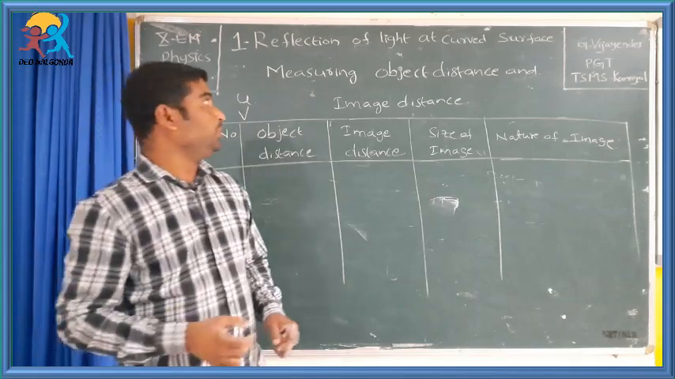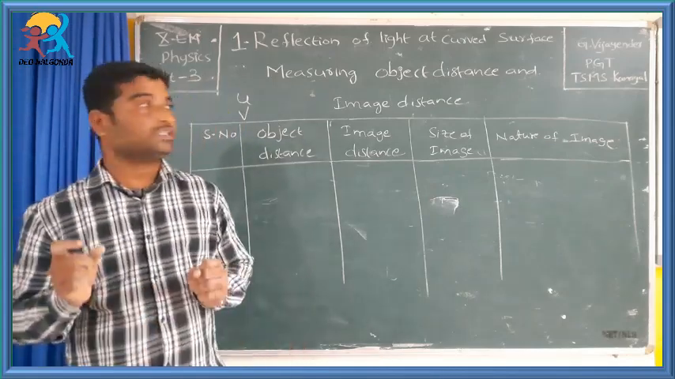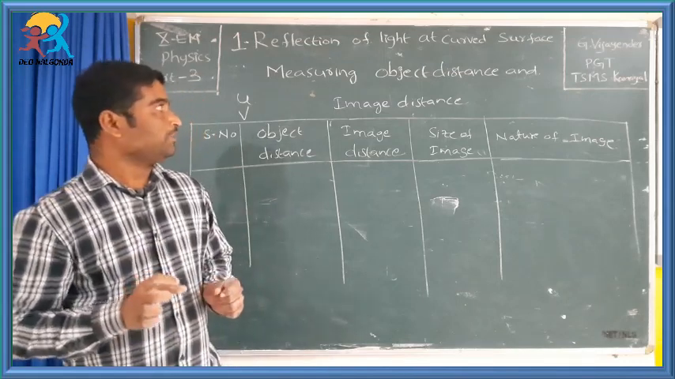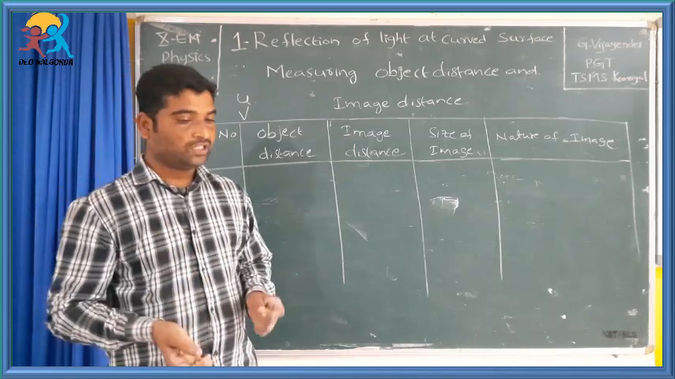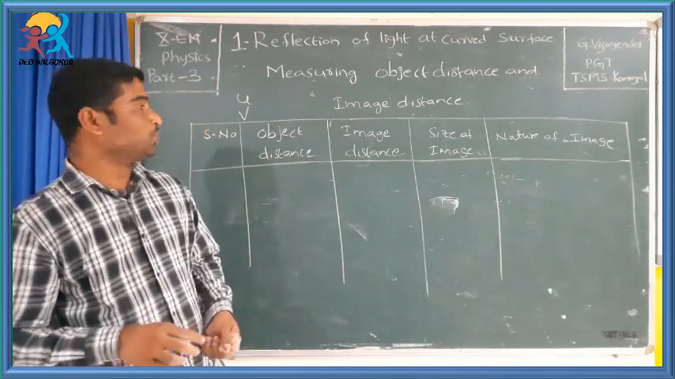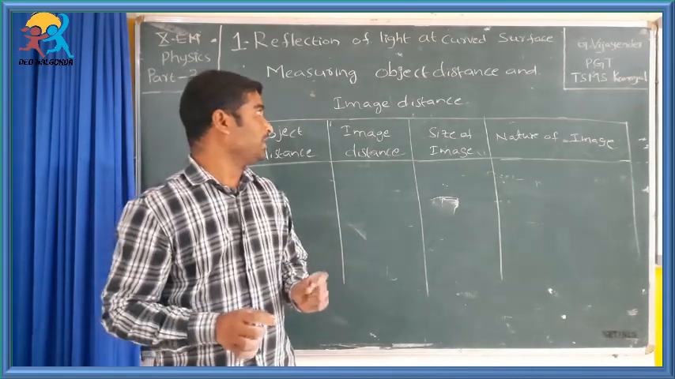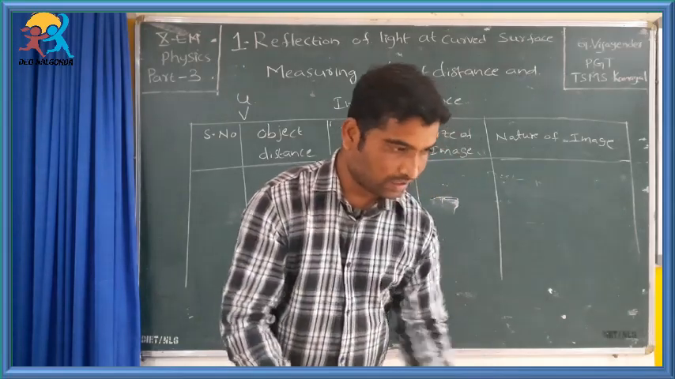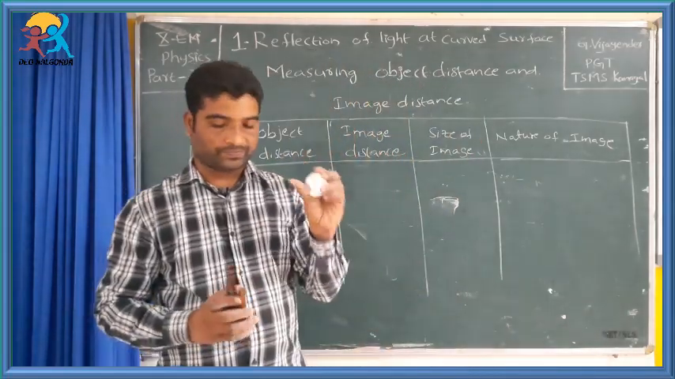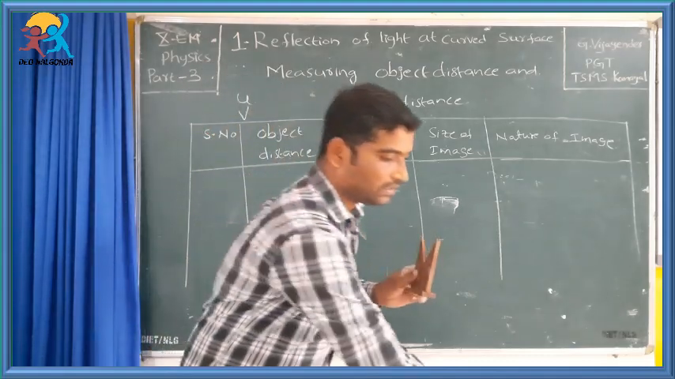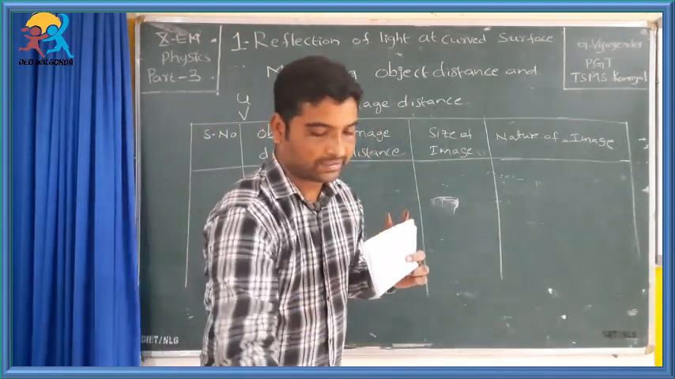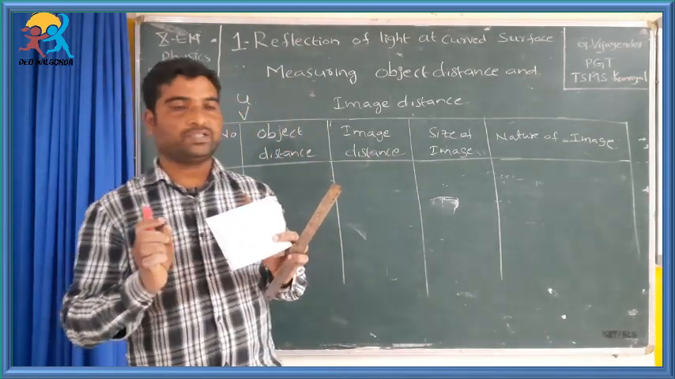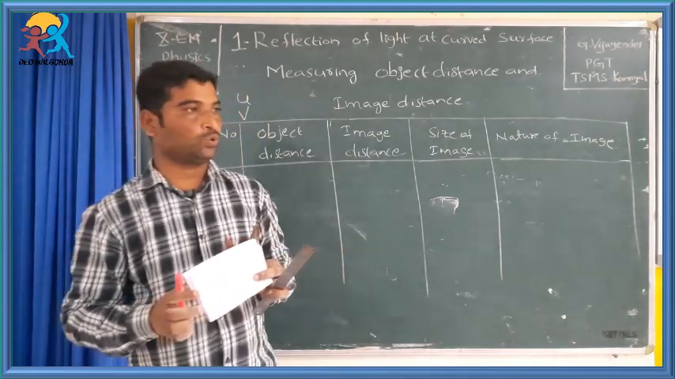Now, in this video, we are going to learn how to measure the object distance and image distance. To do this, we have an experiment. The materials required are a concave mirror, a V stand, white paper, a scale and a candle. Now we will see how to do the experiment.